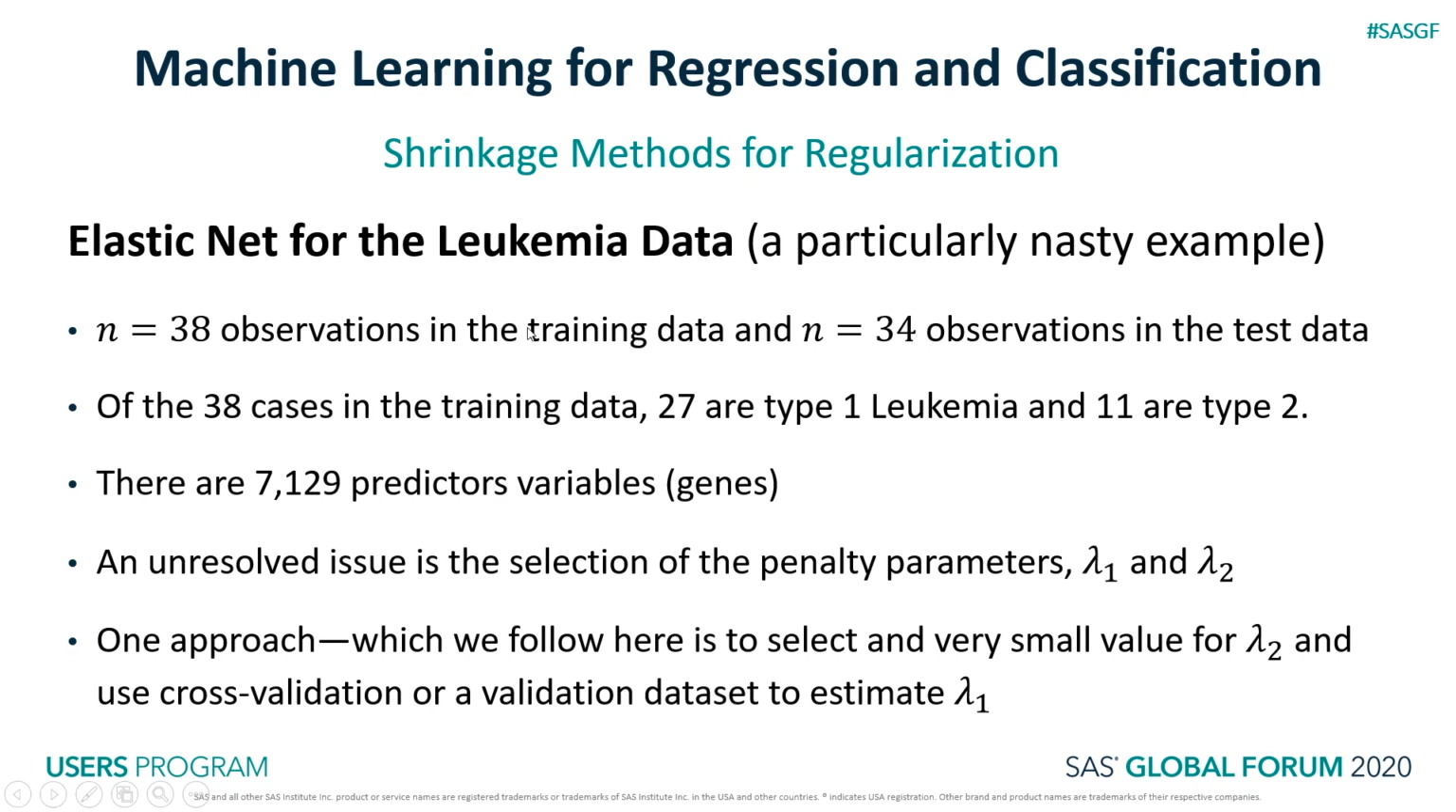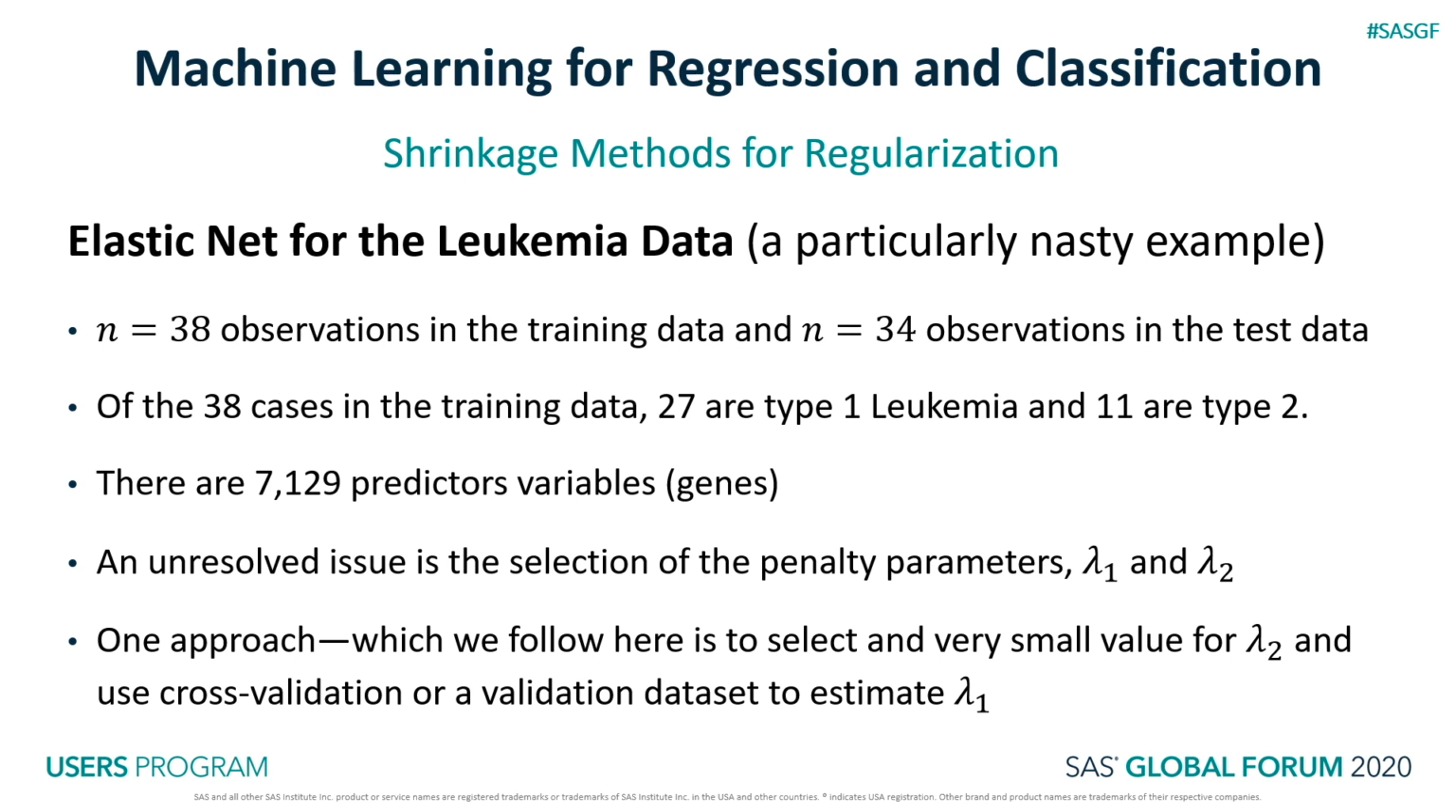So here's a particularly nasty data set for an example. This was used in the original paper by Zhu and Hastie, and it's a SAS example in PROC GLMSELECT. There are training and test data sets. The response variable is a type of leukemia, so we've got type 1 and type 2, and these have been coded as -1 and 1 for the analysis. There are 38 observations in the training data and 34 in the test data set. And there are a total of 7,129 predictor variables, which are genes.